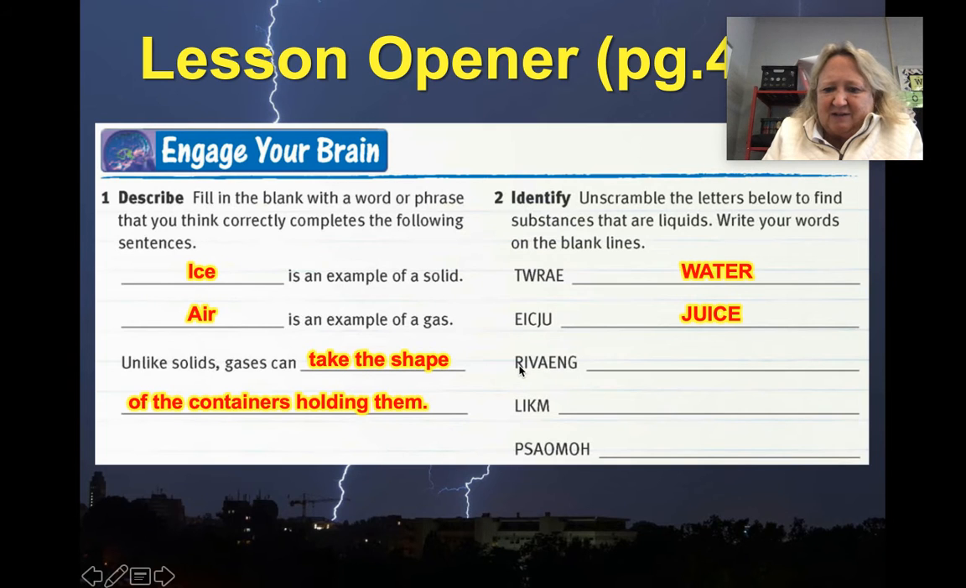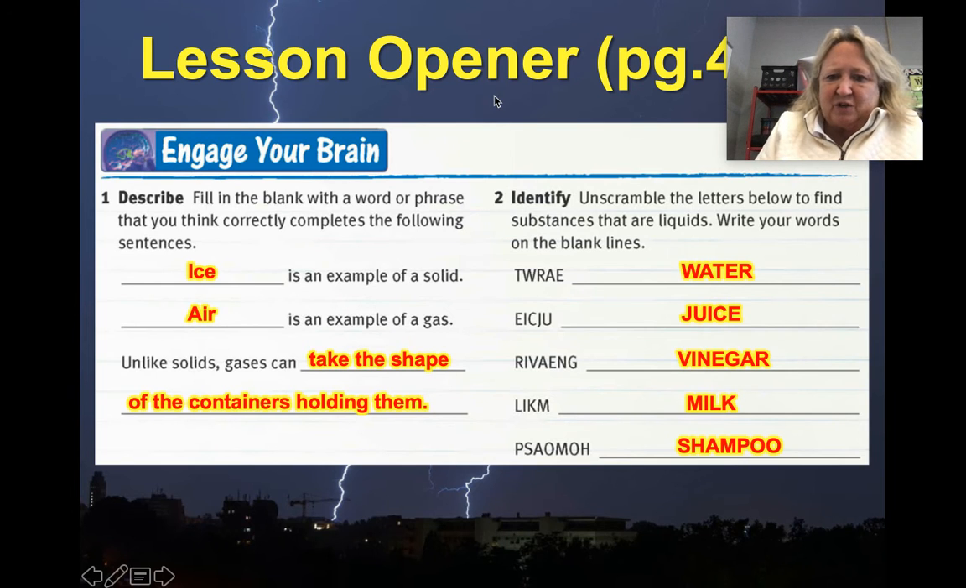Ooh, this one gets a little harder. What do we think? That's a lot of letters. You want to unscramble it? Vinegar. Some of you might not even know what that is, but it's used to cook a lot. Okay, next one's pretty easy. Maybe you have it with your cereal. That's milk. Last one's a little bit longer again. Shampoo, what you use when you wash your hair.